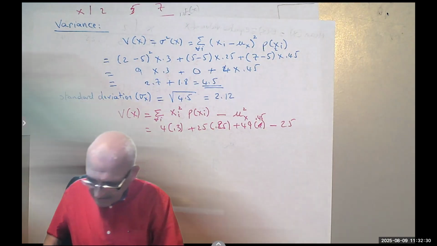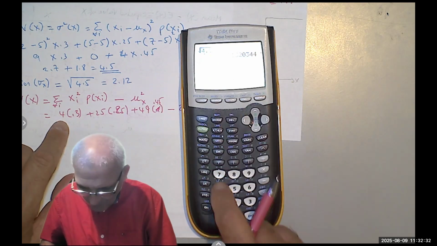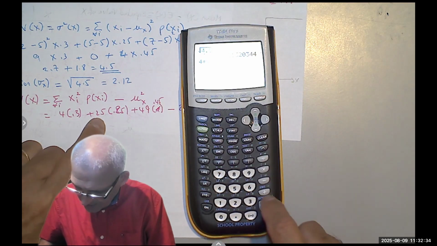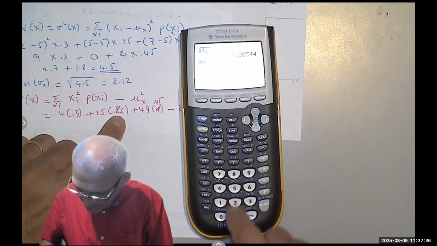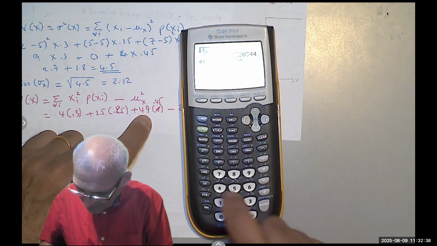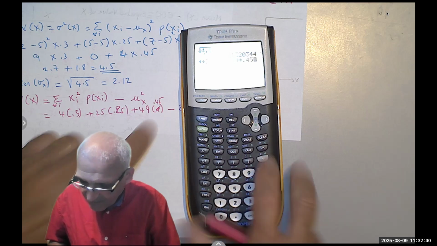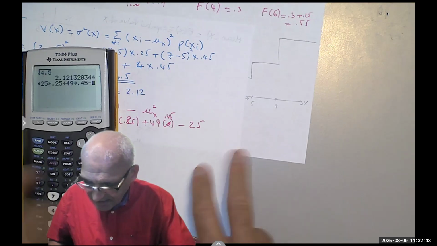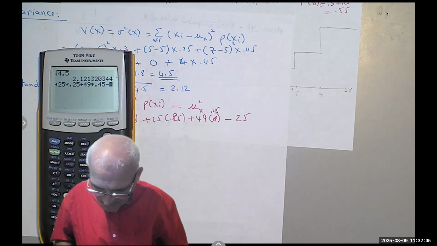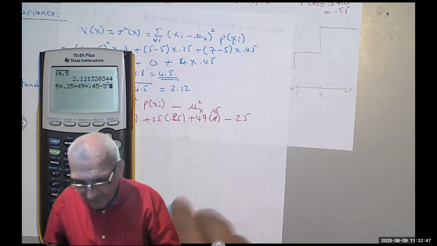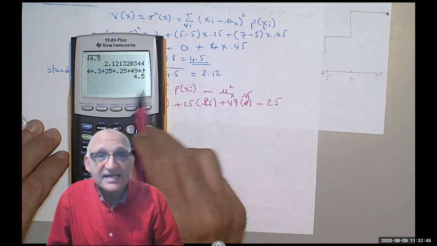Okay, so let's try. The square of 2 is 4 times 0.3. The square of 5 is 25 times 0.25. The square of 7 is 49 times 0.45. And then I'm going to subtract the mean. The mean was 5, so I'm going to subtract 5 squared, or 25. You get exactly 4.5.